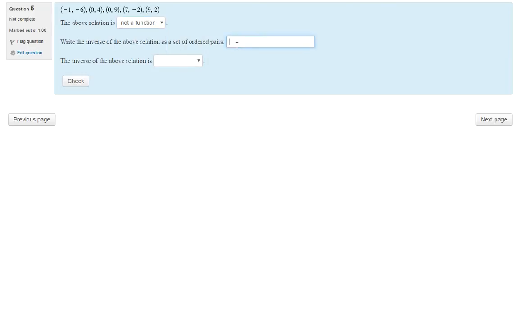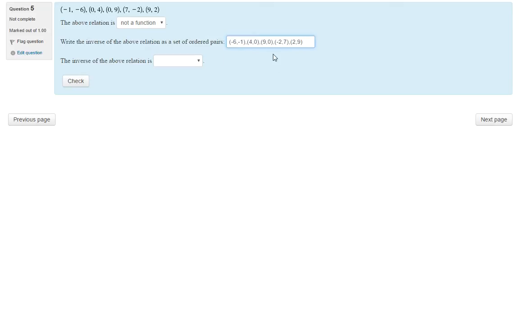What about the inverse? Let's flip around the x and y values. The first ordered pair becomes -6, -1. Second becomes 4, 0. Third ordered pair, 9, 0. Fourth ordered pair, -2, 7. Last ordered pair, 2, 9. Okay, so let's see here.